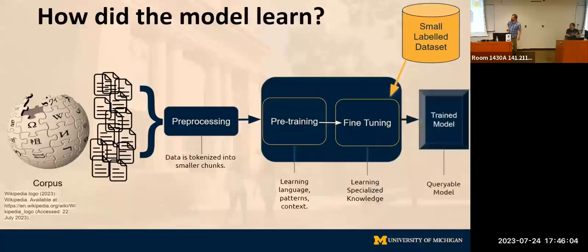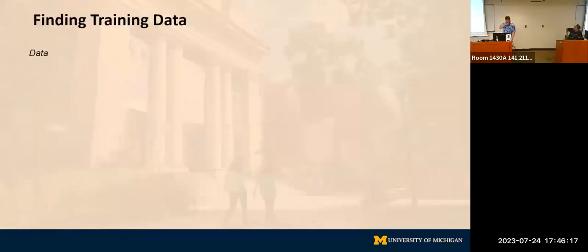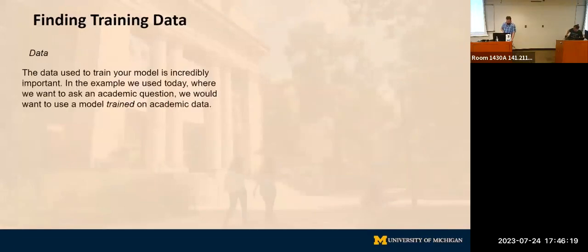Okay. And then lastly, that comes out with a queryable trained model. It knows how to speak. It's been trained on something specific. You can now ask it questions. That's a nice overview of how LLMs work. Okay, so how do we find training data?